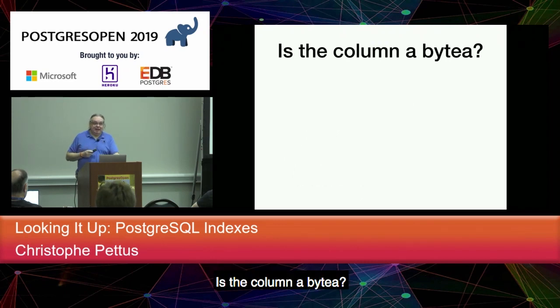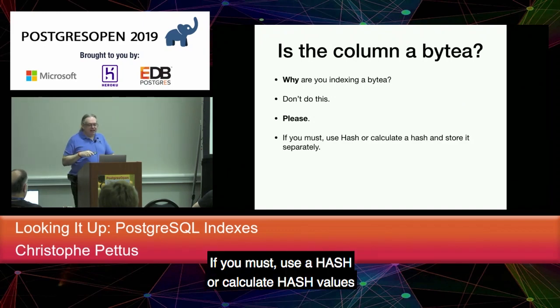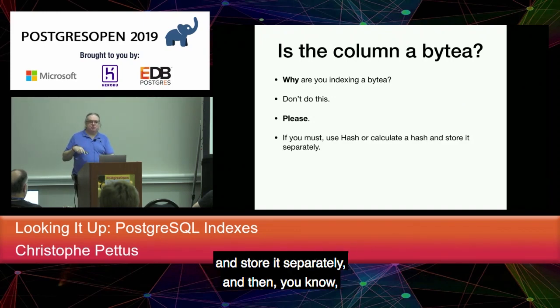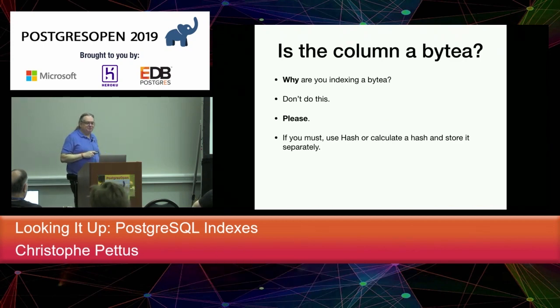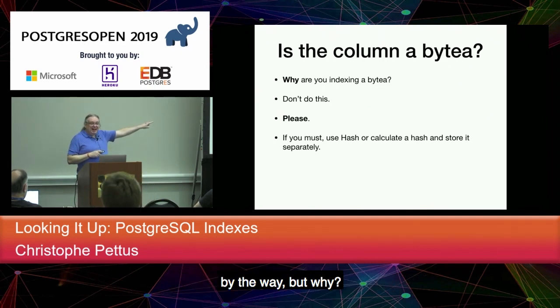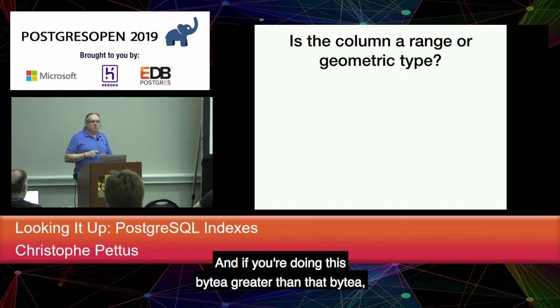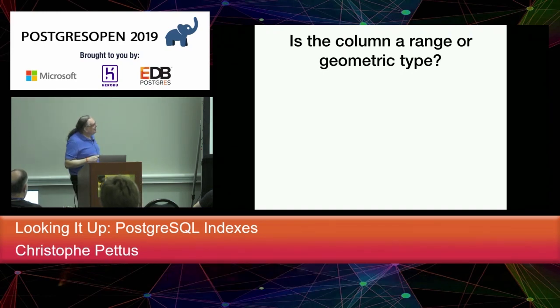Is the column a bytea? Just a big byte blob. Postgres allows this. Why are you indexing a bytea? Please don't index byteas. Please. If you must, use a hash or calculate a hash value and store it separately. And then run through the decision tree again based on the characteristics of the hash value. Postgres will let you create this index, by the way, but why? And if you're doing this bytea greater than that bytea, I would love to hear about your use case.